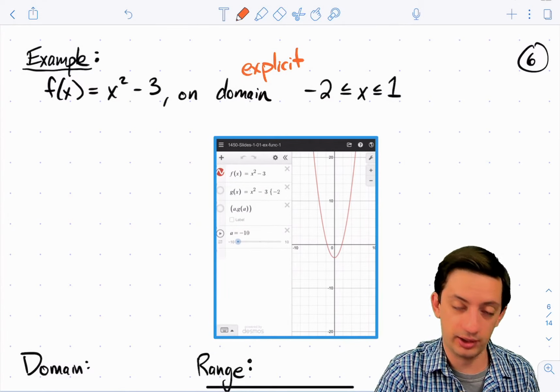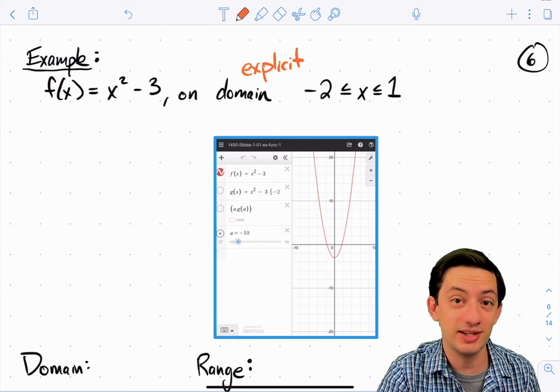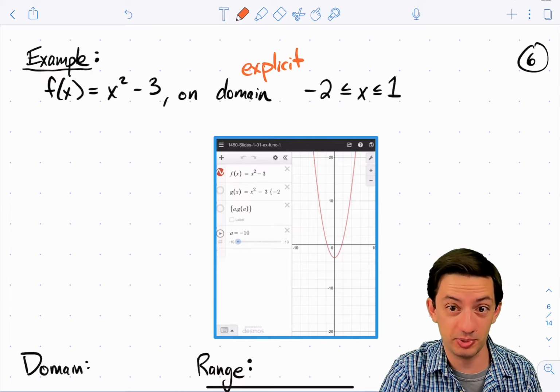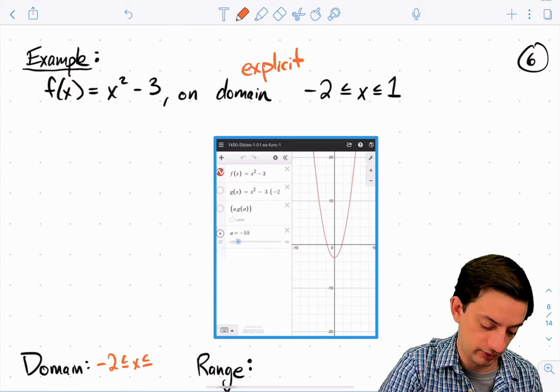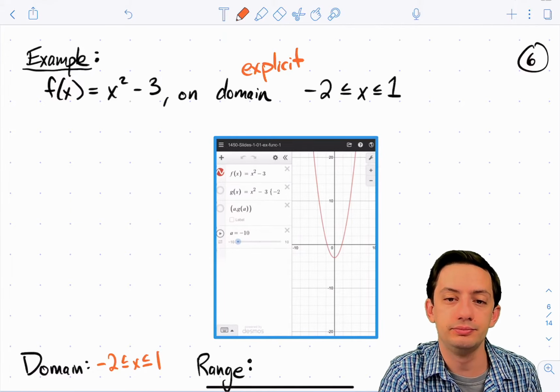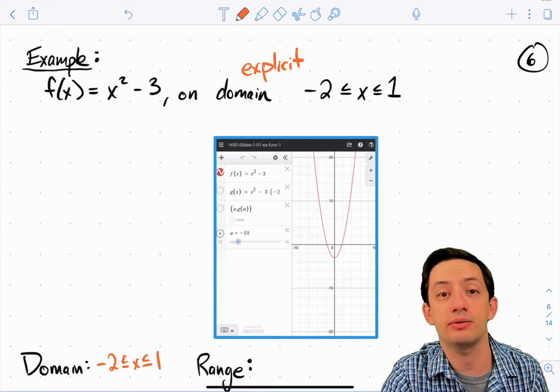Now let's write, like we are going to do this for each of our examples, let's write the domain and the range. Now in this case, the domain is really easy because it was explicit. So the domain is just x between -2 and 1. Now range, on the other hand, these are the set of numbers that come out.